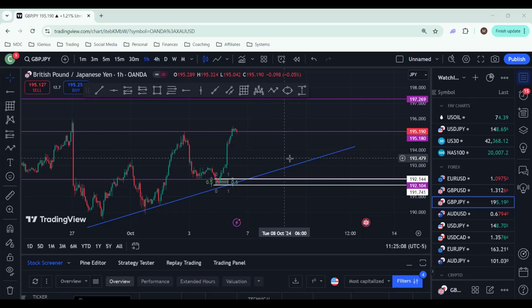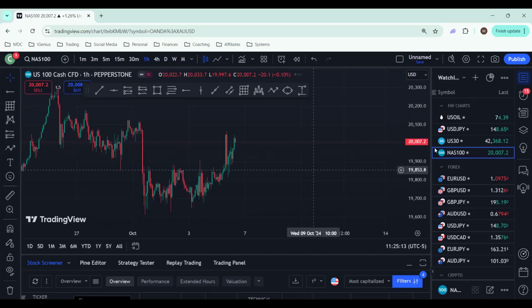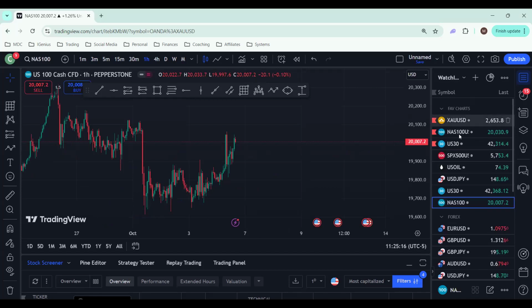So basically, I'm just going to go in and show you guys some of these trades. So this one, I typically like to trade indices. If you don't know what indices are, it's basically the NASDAQ, NAS 100, Dow Jones, US 30, S&P 500, and I also like to. The reason why I trade these is they're very volatile.